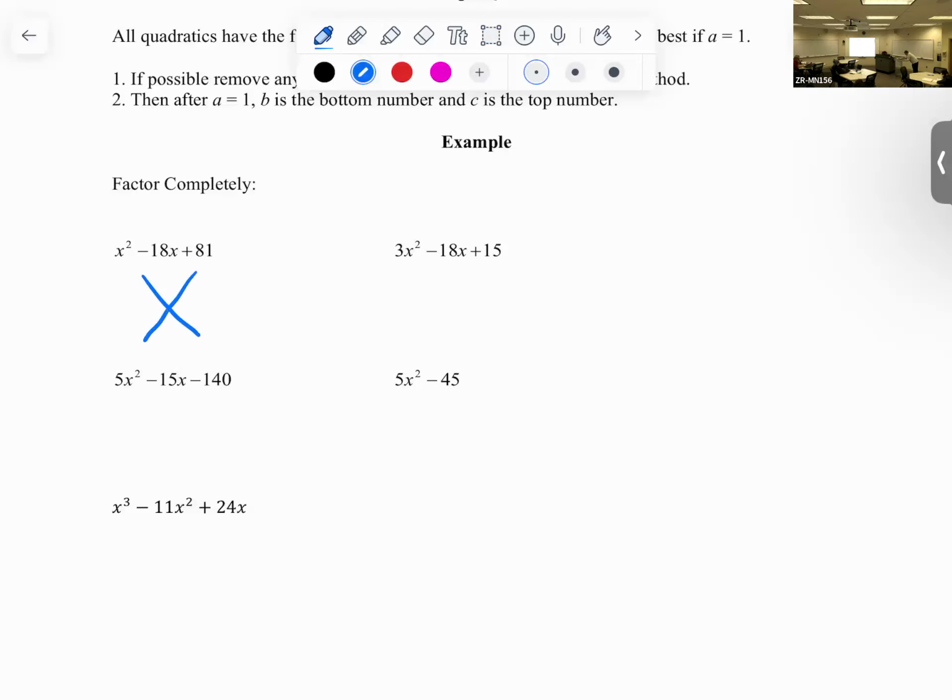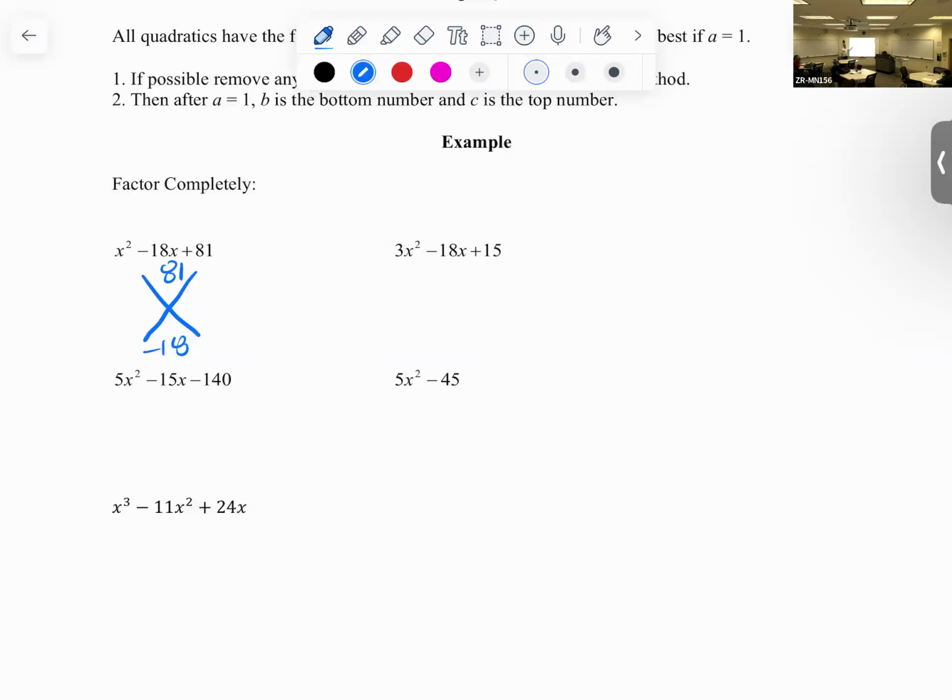So to do my diamond, AC goes in the top. 1 times 81 is 81. The B term goes in the bottom with the sign attached. So always keep the signs with them. So then I just say, what multiplies to 81 and sums to negative 18? So start with the signs. If that's positive and this is negative, what are the signs of the factors?